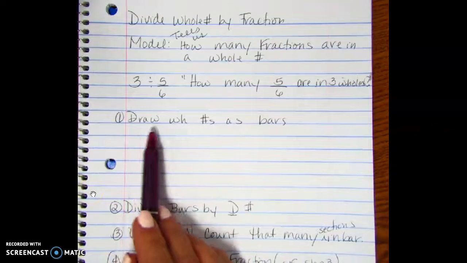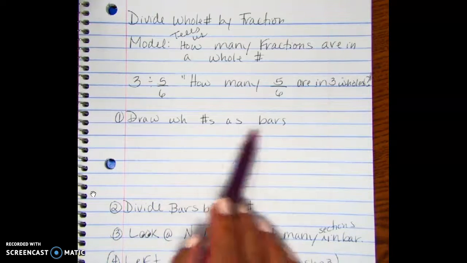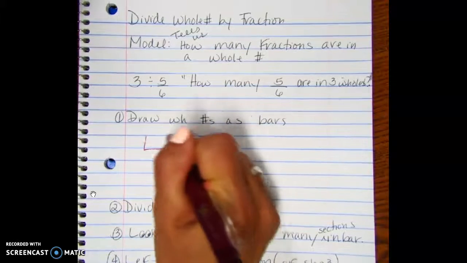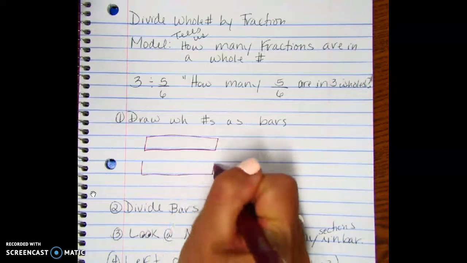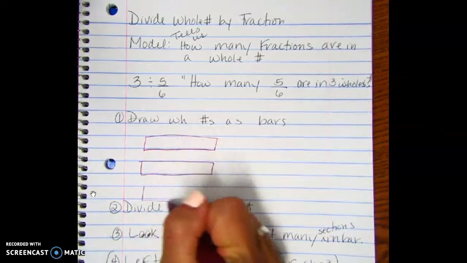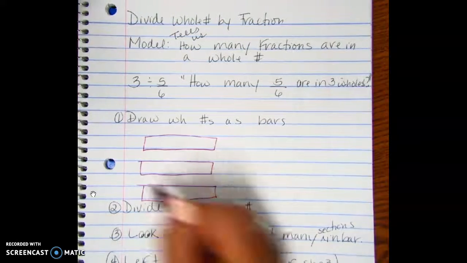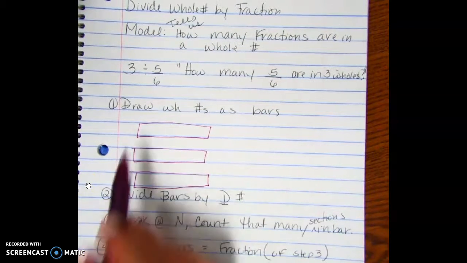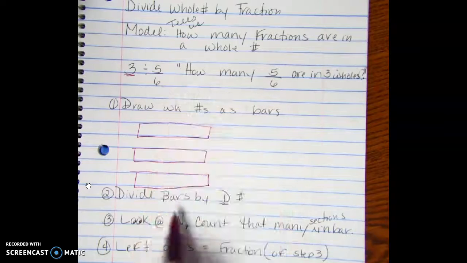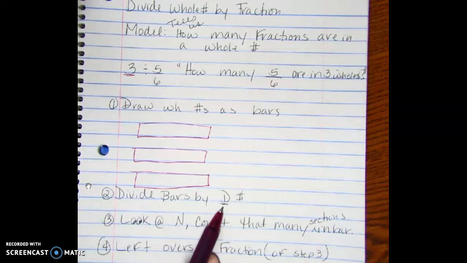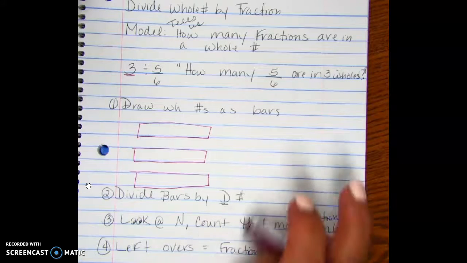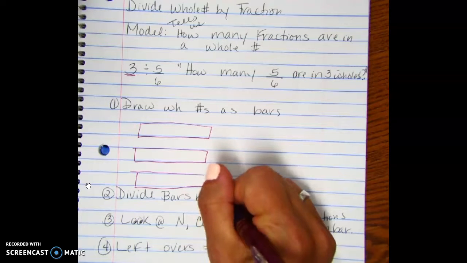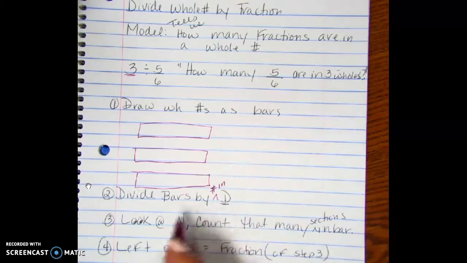So the first thing we do is we draw the whole numbers as bars. So I have 3, so I'm going to draw 3 bars. 1, 2, and 3. I should have given myself a little bit more space, but I didn't, and that's okay. So the second thing is to divide the bars by the number in the denominator.